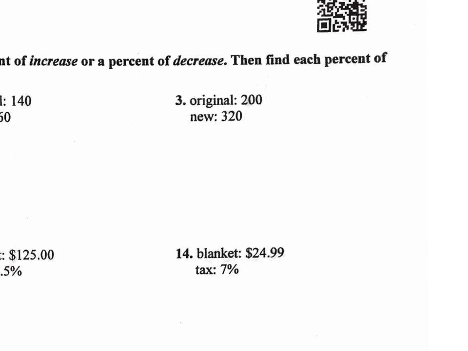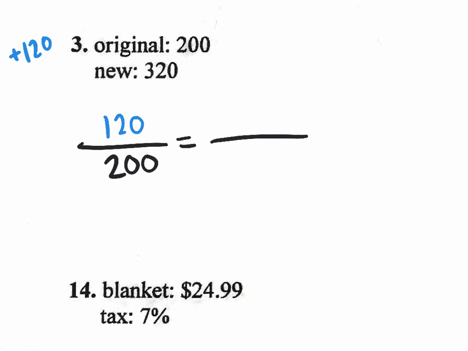Let me jump to number 3 right here. So we need to determine what the change is. What's the change from 200 to the new amount, 320? 120. So when we're saying what is the change, we know it's 120. And it's actually 120 increase, right? It went up in price, okay? And it's always what is the change over the original or of the original amount. So the original amount goes on the bottom, 200. And percent, you don't know, over 100 always.